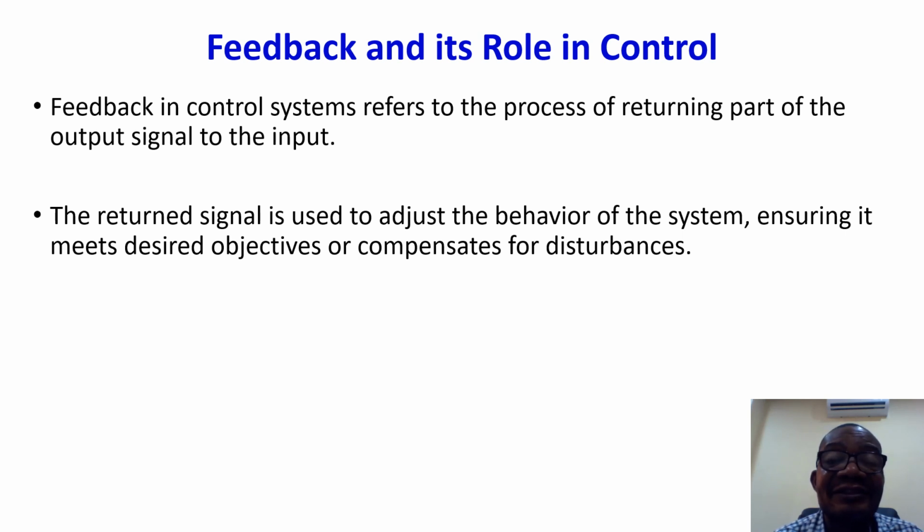Usually, the return signal is used to adjust the behavior of the system, ensuring that it meets the desired objectives or compensate for disturbances. So usually the purpose of feedback is to be able to bridge the gap between the actual output and the desired output. If the actual output is not close to the desired output, normally there is feedback to return some part of the output back into the input so that the desired output can be achieved.